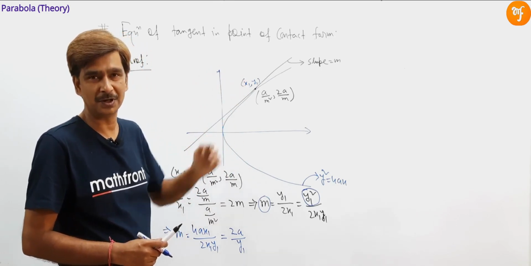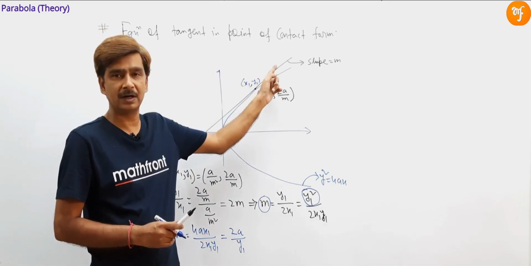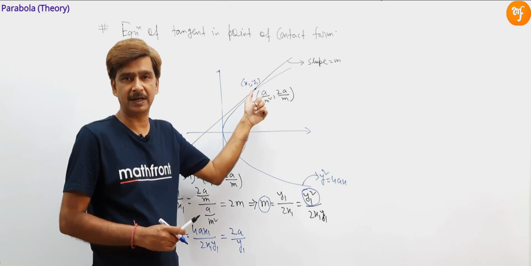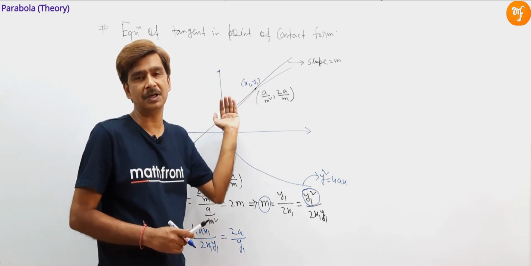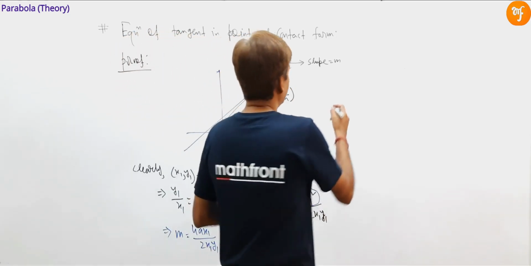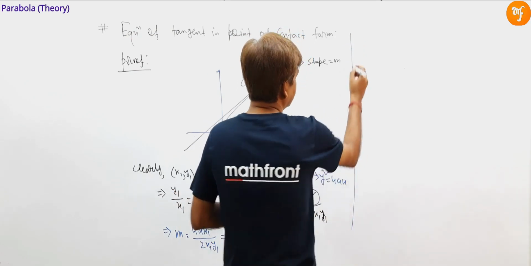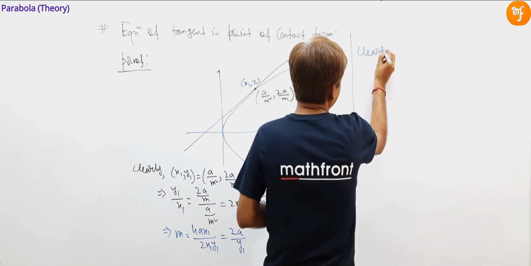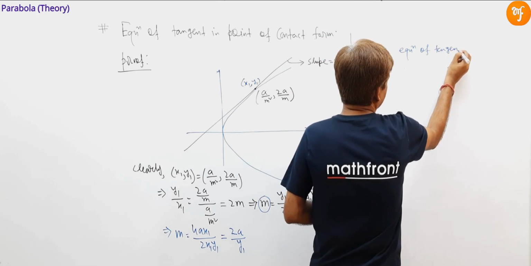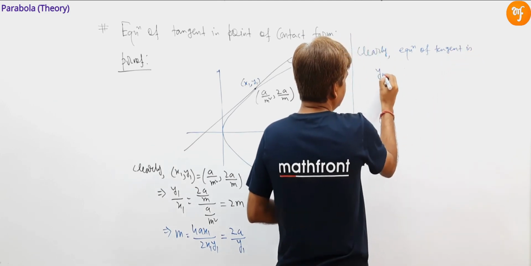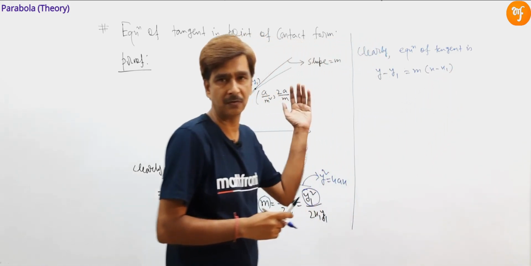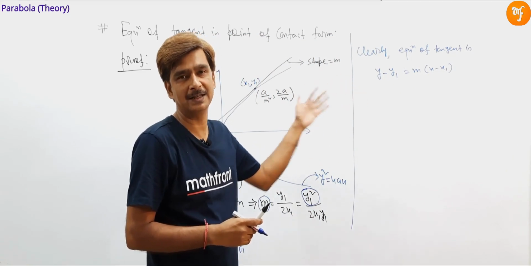Now come to the equation of the tangent. As we already have the slope of the tangent, and the tangent is passing through the point x1 comma y1, we can write the equation of the tangent in point slope form. So what we can write? Clearly, the equation of tangent is y minus y1 is equal to m into x minus x1. This is the point slope form of the equation of a line, and here the line is the tangent line.